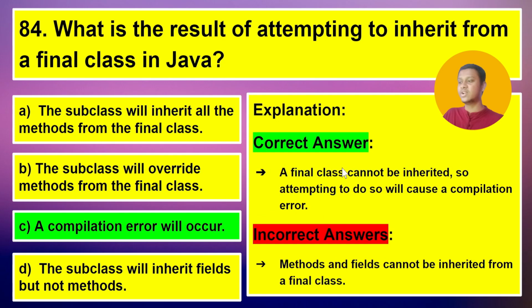As you can see in the explanation, a final class cannot be inherited, so attempting to do so will actually cause a compilation error. Other options are incorrect because methods and fields cannot be inherited from a final class. So once a class is defined as final, it cannot be inherited further.